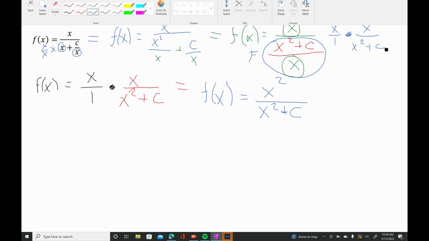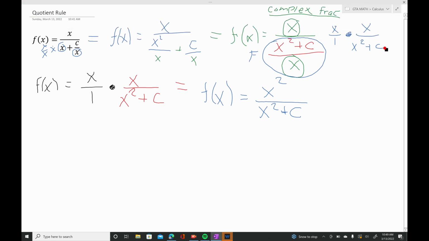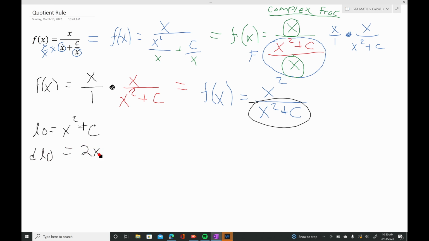So now we can take the derivative, and it's a little bit more simple. It's not a complex fraction scenario. We just have a regular fraction, and we can just take the derivative of it. So I'm going to use the low d high method. So my low function, I'm going to put here, and I'm going to say low is this bottom function. So that's going to be x squared plus c. My d low, which is the derivative of the low function, is going to be 2x.